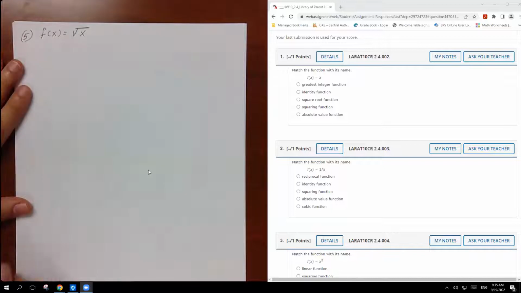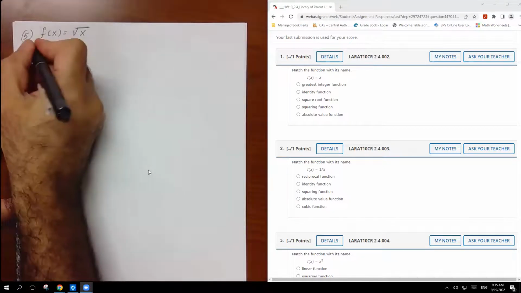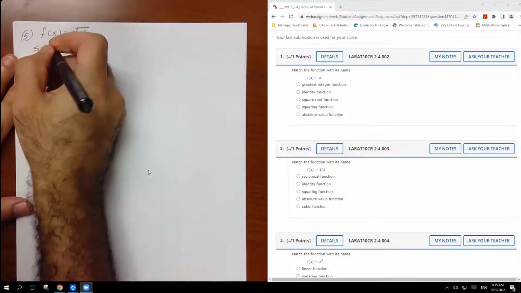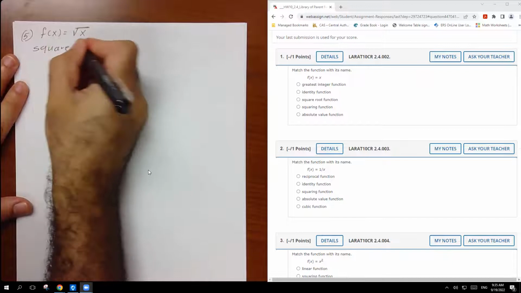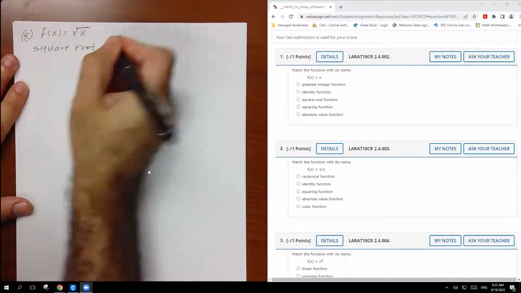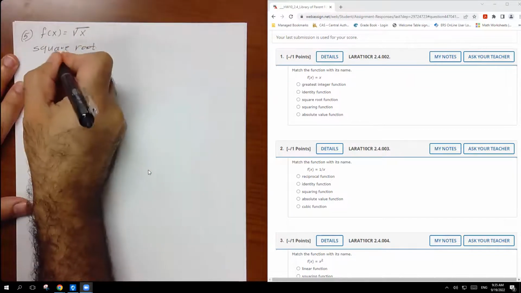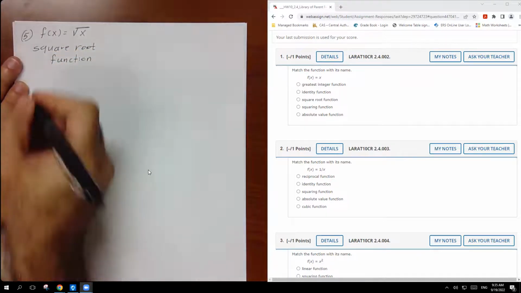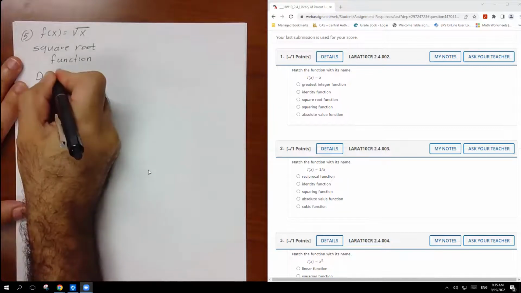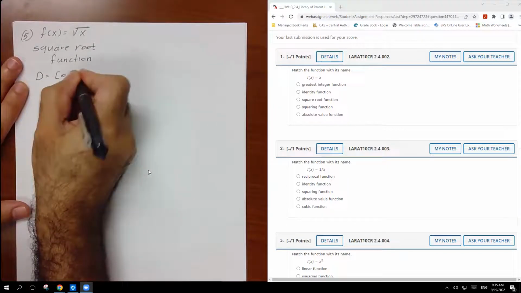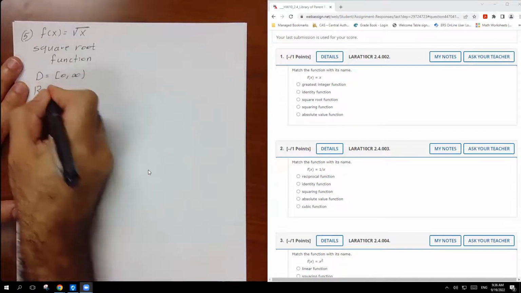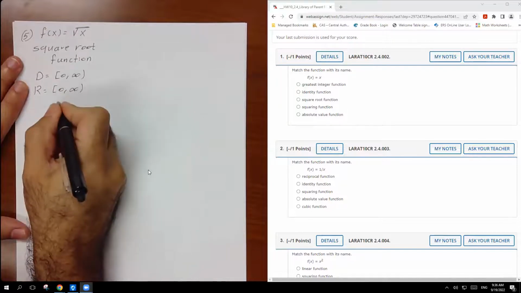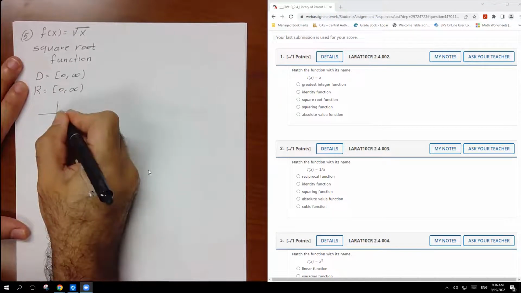So number 5, this function is called square root function. Square root function, the domain for this function always from 0 to infinity, and the range, the same thing, from 0 to infinity. If you graph it, you will see the graph of this function is going to be like this.